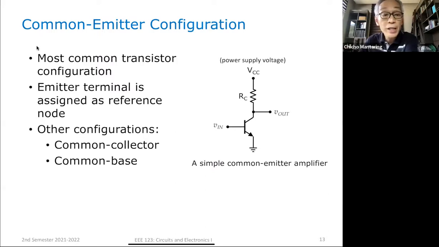There are other configurations, the common collector and the common base. In EEE 123, since this is really introductory, we are not going to take up the other configurations in too much detail. We might mention them, but they're not going to be taken up in too much detail.